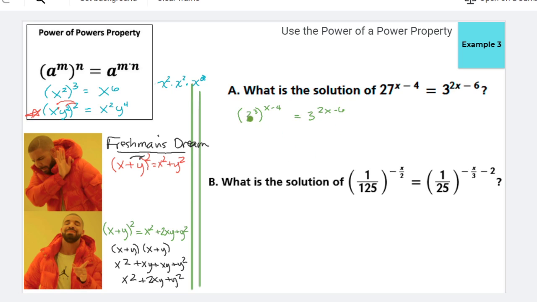And so now when you have it like this, now we can use the power of a power property, which says that you multiply these two exponents together. So this turns into 3 times x, which is 3x, minus 3 times 4, which is 12.